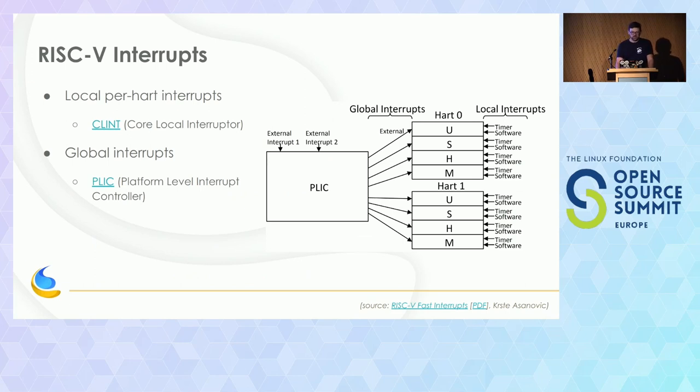So in terms of interrupts, we have local per-hart interrupts, and those are sent via something called the CLINT, which is the core local interrupter. And then global interrupts come from something called the platform level interrupt controller, or the PLIC. So the CLINT would be sending us things like timer interrupts and software interrupts for IPI, and then we would be getting our external interrupts from our peripherals, things like an MMC controller or a UART would be coming through an external interrupt, which would go through the PLIC and eventually go to the hart.